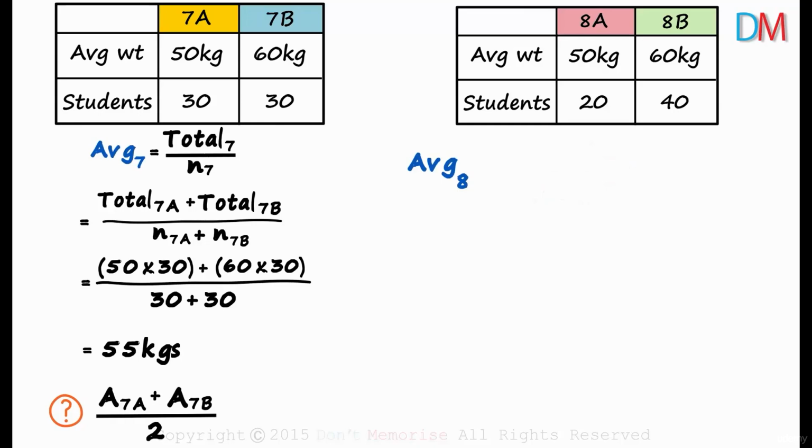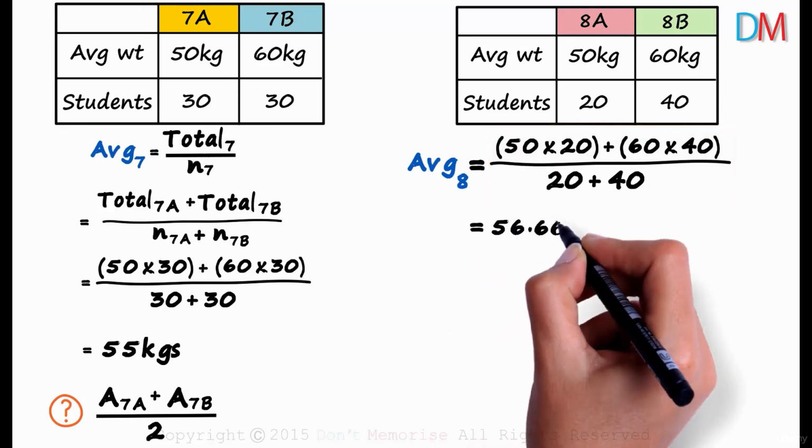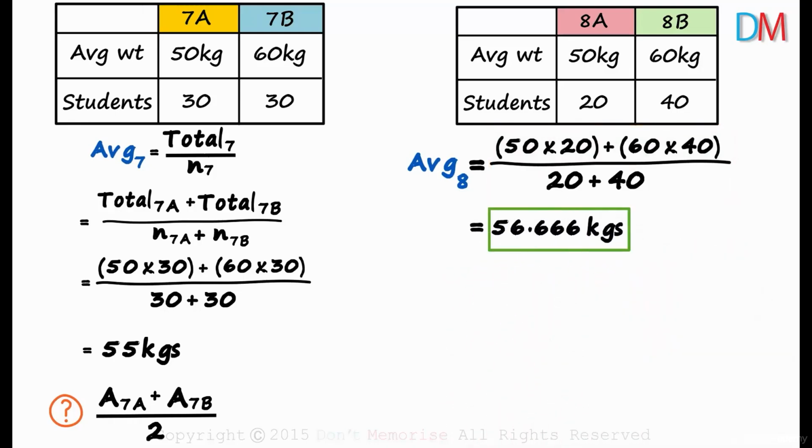Let's understand how. We go with the correct definition of average. Total weight of all students in class 8 divided by the total number of students in class 8. That would be this. 50 times 20 plus 60 times 40 divided by 20 plus 40. This is the sum of weights of students in 8A. This is the sum of weights of students in 8B. And this is the total number of students. Solving this will give us the average as 56.666 kilograms. That's the average weight of all the students of class 8.